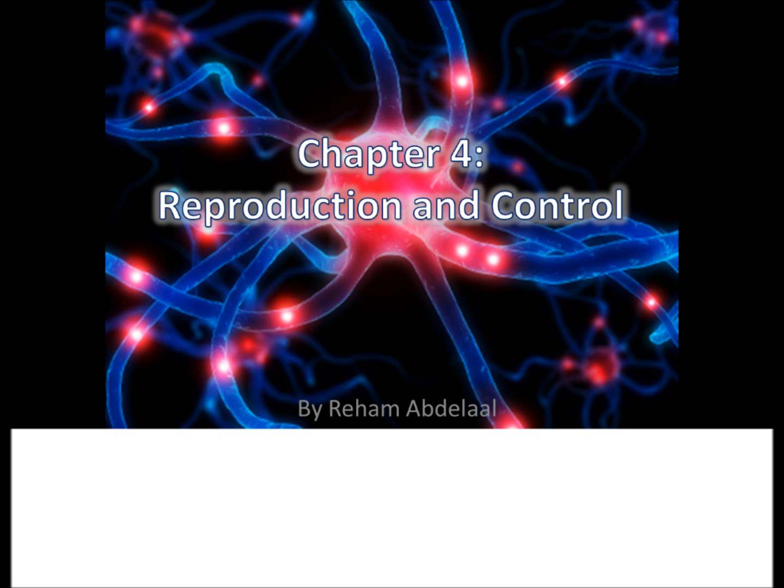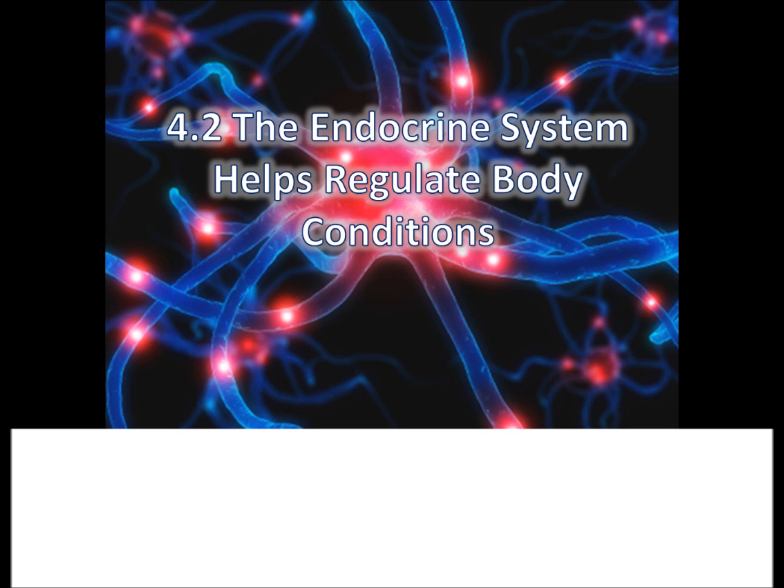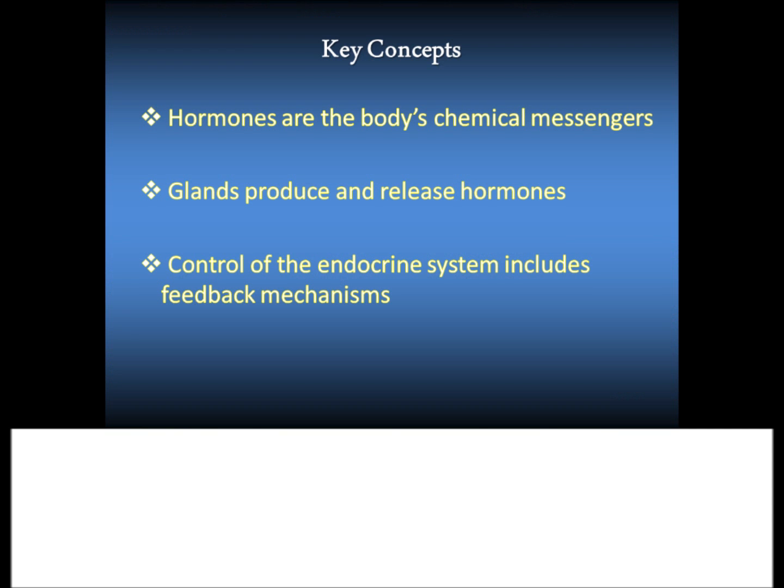Today we will be continuing with Chapter 4, Reproduction and Control. We will be starting Section 4.2, The Endocrine System Helps Regulate Body Conditions. There are three key concepts for this section. The first one is hormones are the body's chemical messengers. Glands produce and release hormones. And the last one is that the control of the endocrine system includes feedback mechanisms.